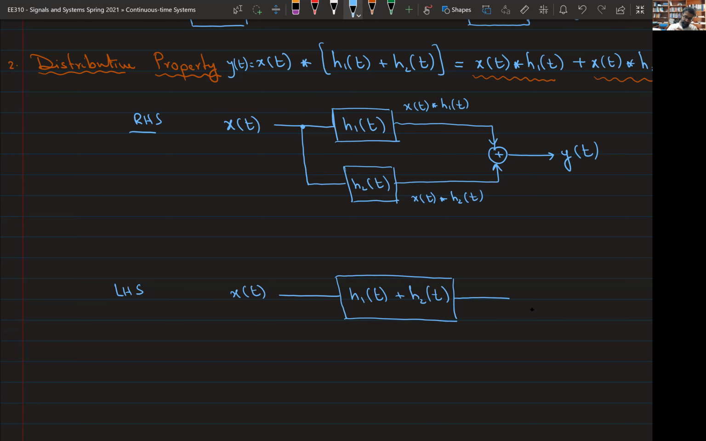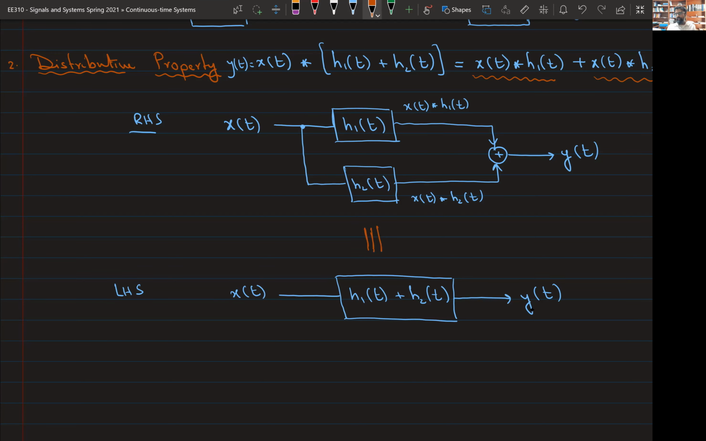And the output that you're getting is y of t. That should be the interpretation of the left-hand side. And the distributive property just tells you that the right-hand side equals the left-hand side. So both of them are the same.